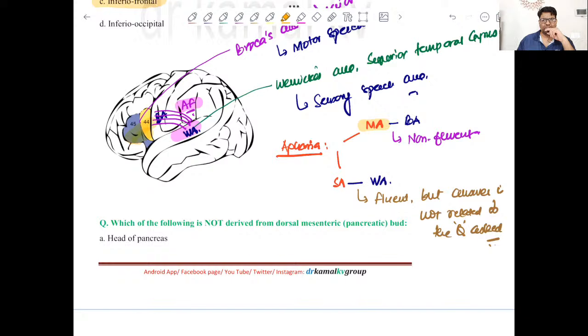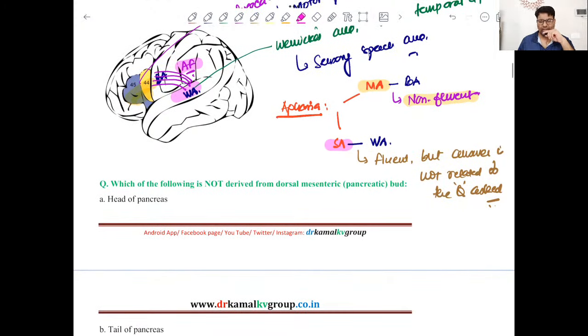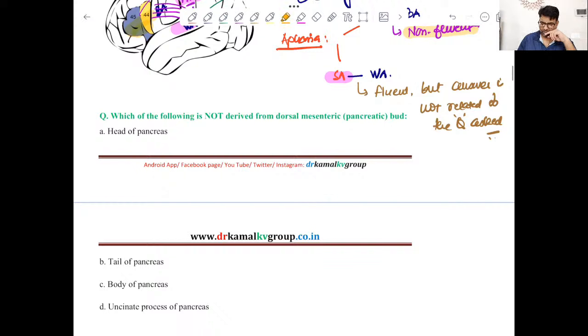So motor aphasia, patient can understand the question, but when he tries to speak, there is poor articulation of muscles, so the words don't come out fluently. In sensory aphasia, patient will not understand at all what the question is, but whatever he says, the speech will be fluent, but nowhere related to the question asked, right? So this is in short about the speech areas and clinical applied anatomy, right?